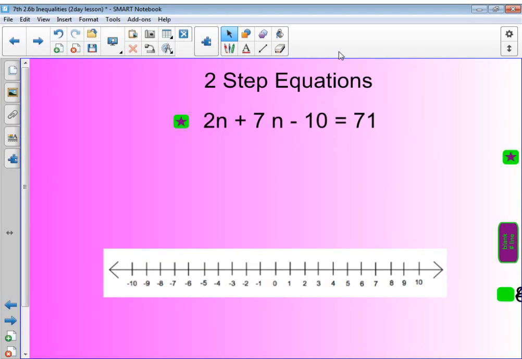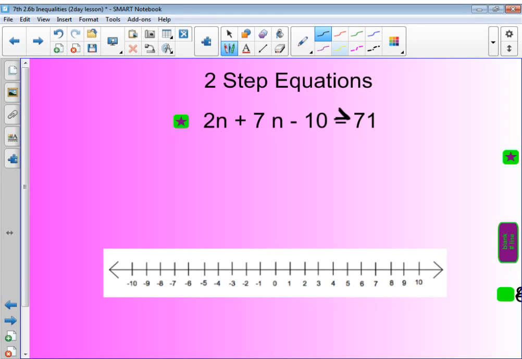Okay, so here's a situation where, oh my goodness, now we've got some combining like terms. So it's the same process that we did before, but instead of having an equal sign here, I should have had an inequality. So maybe let's do it this way. Okay, so we're going to work it just like we did the equations before.